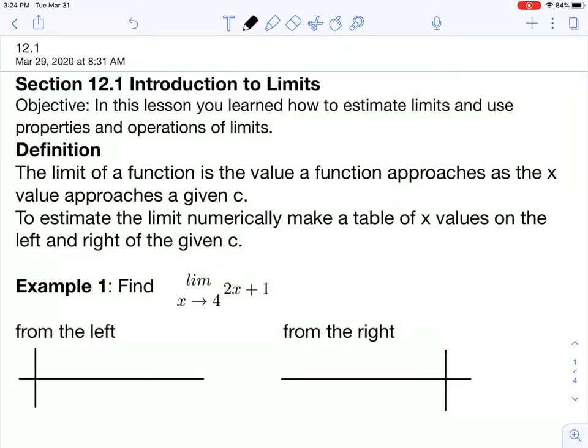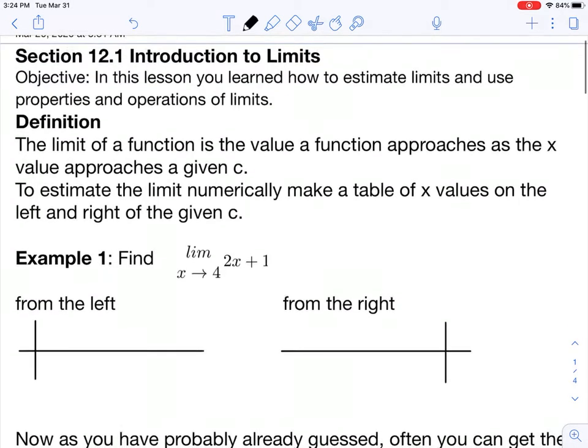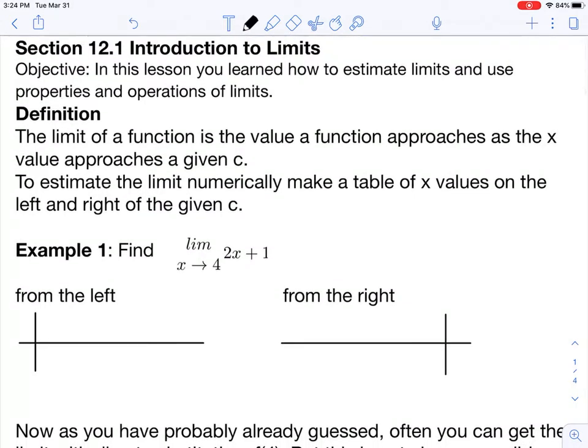Okay, now we start the easiest chapter in pre-cal, calculus. We're going to start with the introduction to limits. That's 12.1. And start with the definition.